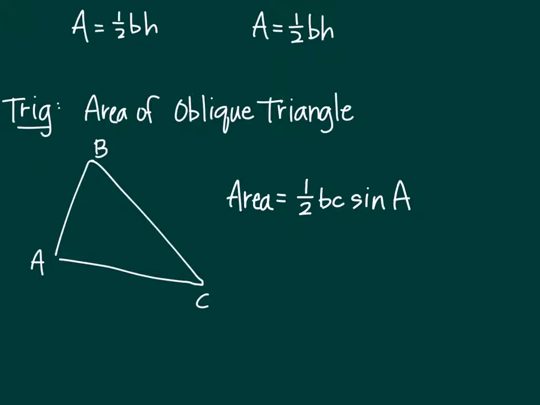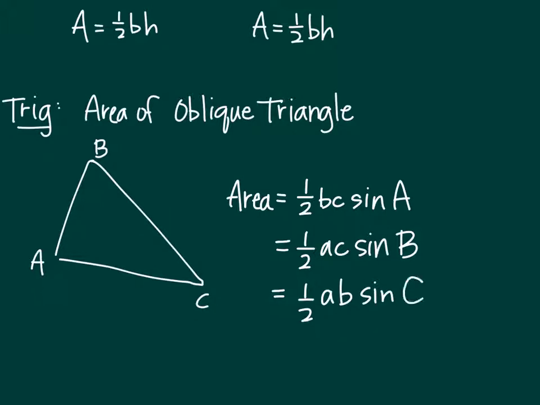If you pick angle B, then you would do 1/2 AC sine B. So if you used angle B, then you just don't use side B, you use the other two sides. Or you could pick angle C. And if you picked angle C, then it would be 1/2 AB sine C. So any of those will work. It doesn't matter what corner you pick in an oblique triangle. You could pick any one you want. But you'd have to know a corner.